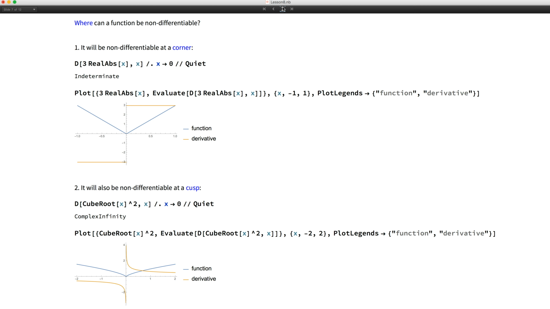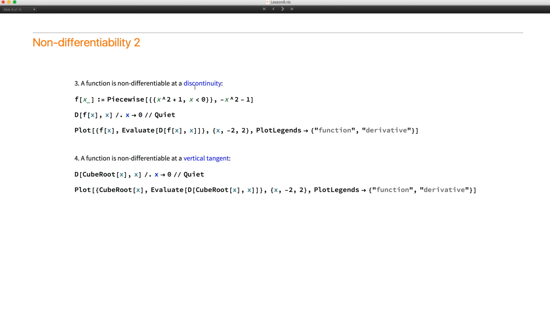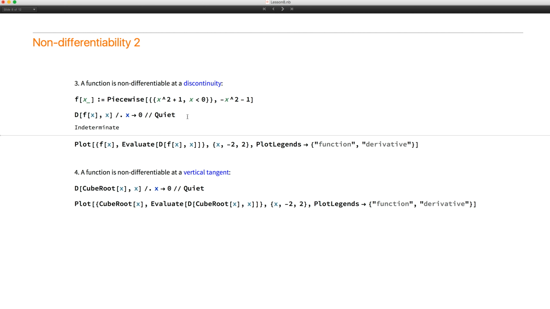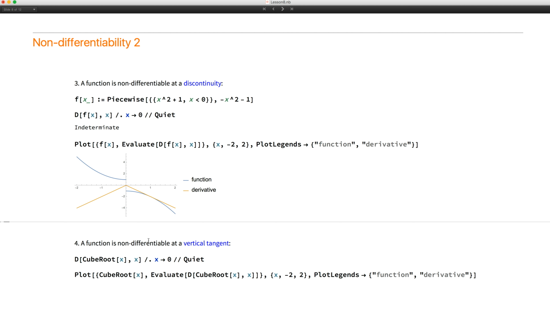A third way in which things can go wrong is if you're at a discontinuity of a function. So here's the function, it's piecewise, and it changes form at 0. So that's the function, work out the derivative, and at 0 there's a problem. You get indeterminate. If you plot it, you can see quite clearly that everything's fine everywhere except at 0.